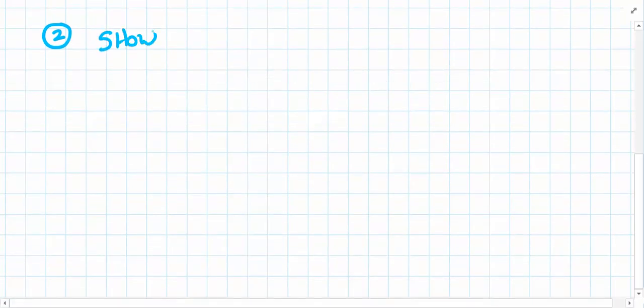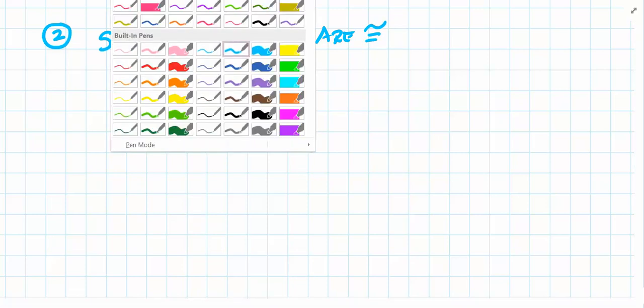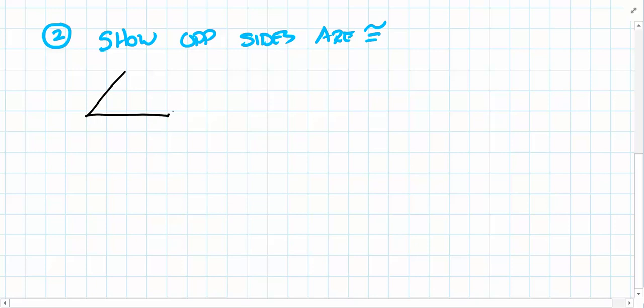The second way to do it is to show opposite sides are congruent. So the picture would be something like this. Okay, you would show that opposite sides are congruent. So you would show that this side and that side are congruent, and then you would show that side and that side are congruent. If you can do that, then you can say that the quadrilateral is a parallelogram.